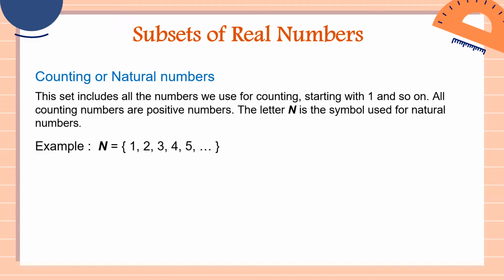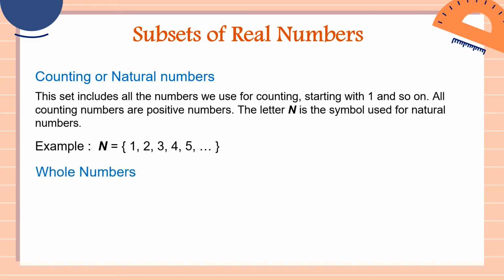So let's have an example. The set of natural numbers, or set N, we have 1, 2, 3, 4, 5, and then after 5 you have those three dots. Those three dots mean ellipsis, that is, so on and so forth. So including positive 6, positive 7, positive 10, positive 20, positive 100. So therefore, class, for counting numbers, we start with positive 1 and then all positive numbers.